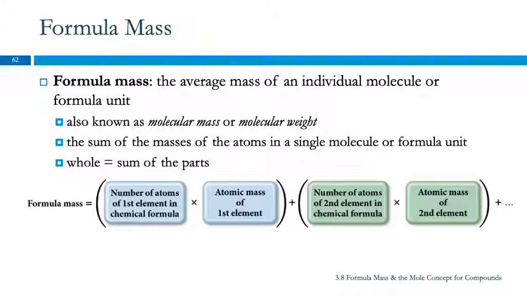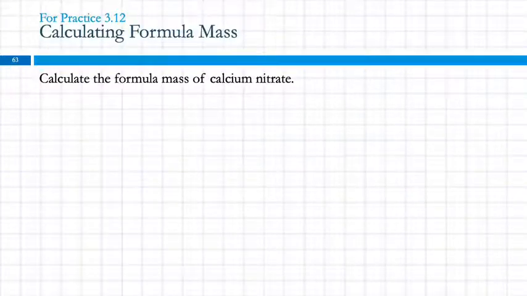So to find the mass of the formula, you just add up the masses of all the atoms that are in the formula. So the whole is equal to the sum of the parts. You write it all out like this and it looks more confusing than it is; it's much easier than that. Some of these problems are going to give us a little bit of nomenclature practice as well. So here it says calculate the formula mass of calcium nitrate.